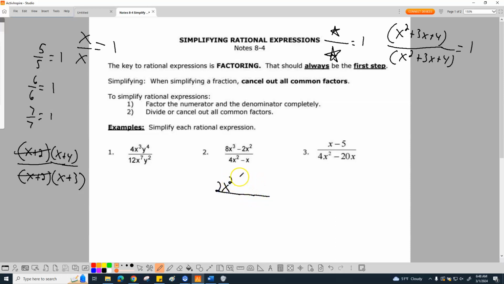So here we go. I'm going to go ahead and finish this. I'm going to end up with 8 divided by 2 is 4. And then I'm going to have 3 minus 2. See how I'm doing this? I'll have 1x left over. And then I pulled out a 2 here. I pulled out a whole 2x squared. So I'm going to have left over 4x minus 1.